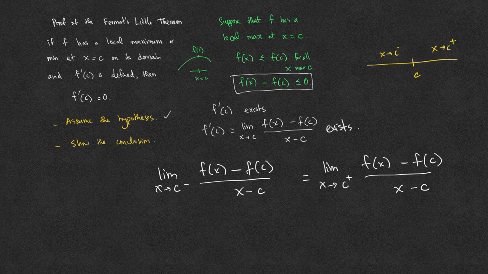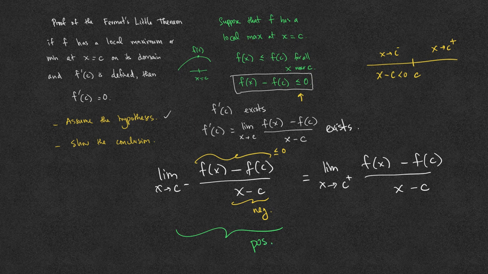f of x minus f of c is always less than or equal to 0, and so the numerator is less than or equal to 0. The denominator x minus c, as x goes to c from the left-hand side, is negative. So on the left-hand side of this equal sign, the denominator x minus c is negative. If we have a negative over a negative, then the quantity on the left-hand side has to be positive.